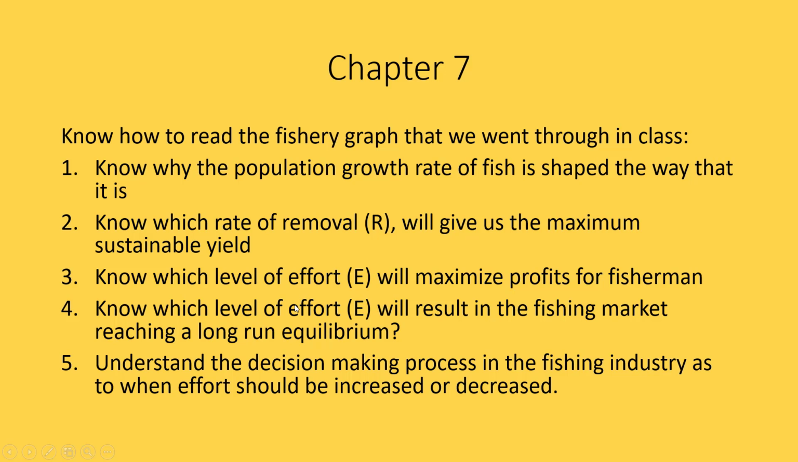Know which level of effort will result in the fishing market reaching a long-run equilibrium. That's where our total revenue is equal to our total cost, or the profit of each firm in the industry is equal to zero. And then understand the decision-making process in the fishing industry as to when effort would be increased or decreased. Basically, if economic profits are positive, fishing boats will enter the industry and drive those profits down towards zero. If you're making economic losses, or negative profits, fishing boats will leave the industry, again, until there are zero economic profits. So remember, zero economic profit is that long-run equilibrium.